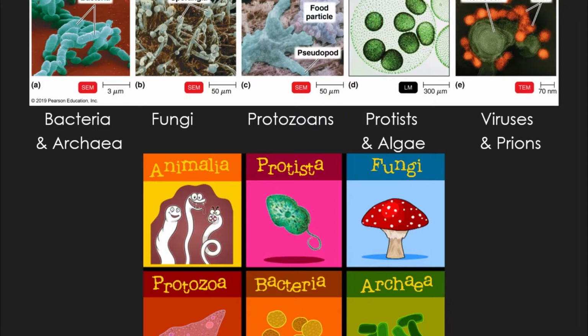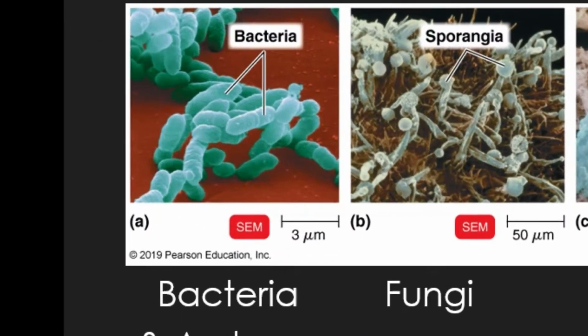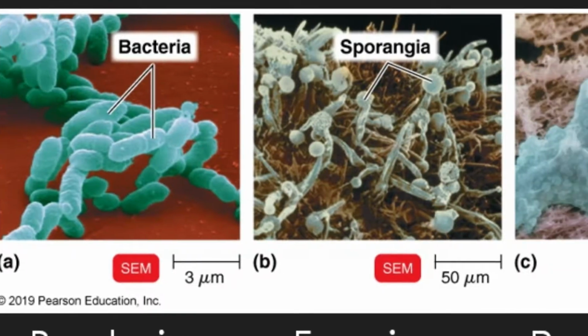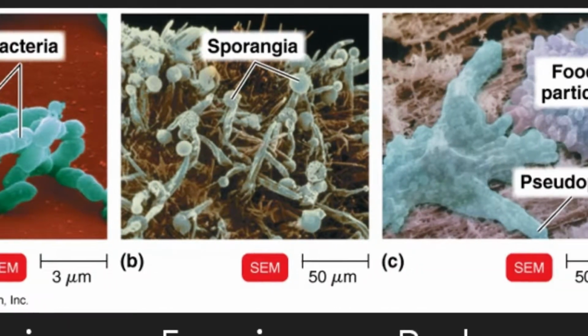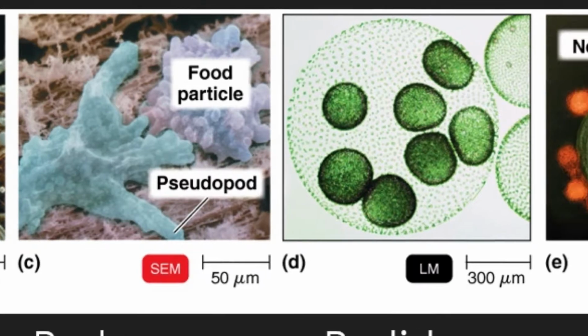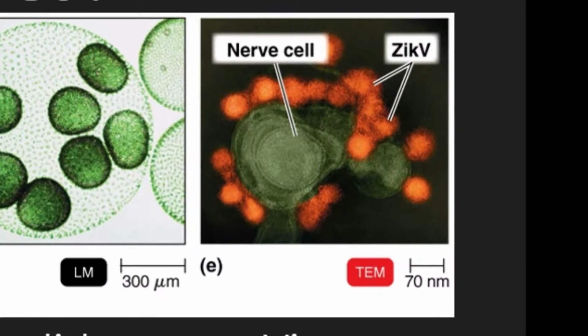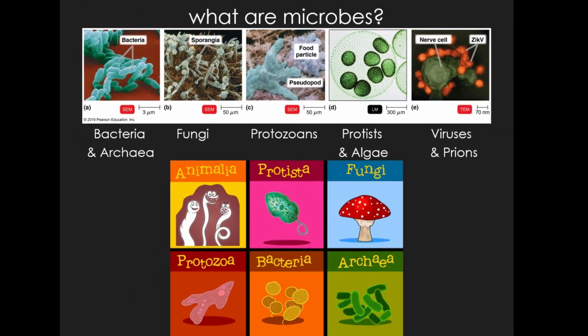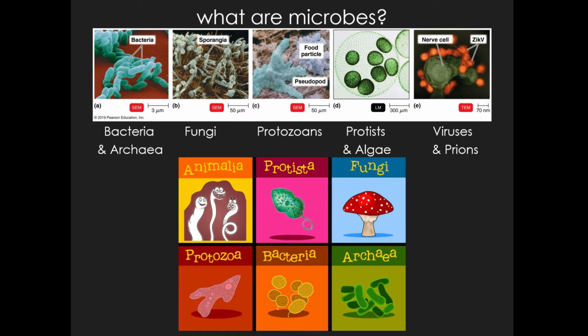They include members of what was historically known as Kingdom Monera, the bacteria and archaea. They include members of Kingdom Fungi, the protozoans, protists, and algae of Kingdom Protista, and the non-living entities, viruses, and prions that we will discuss later on as well. So it turns out that microbes are found in every kingdom of life with the exception of Plantae.